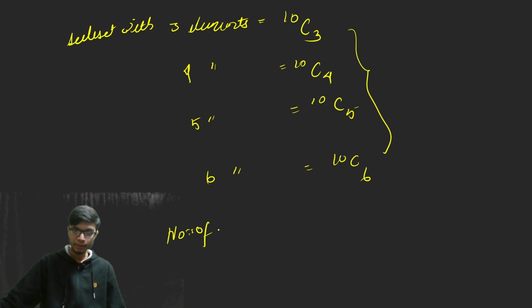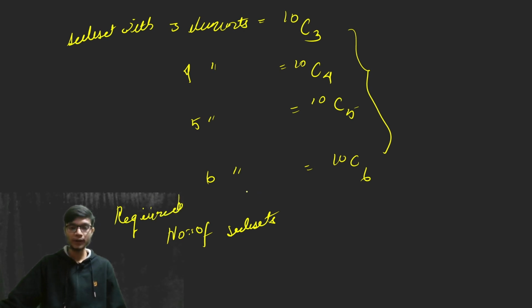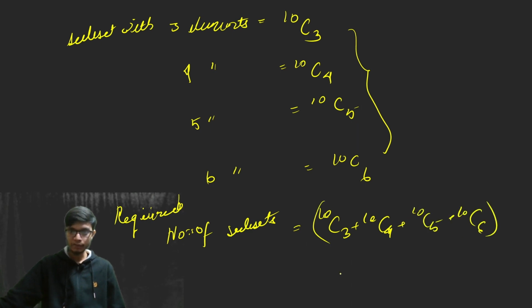Now subset questions are also important, because you will find that questions on the cardinality of a set are asked frequently in the JEE examination. That's why I took this problem. The total number of required subsets will be the summation of all these, that is 10c3 plus 10c4 plus 10c5 plus 10c6. If you sum up this result you will find it is somewhere around 792. That calculation I am leaving up to you. So from here you will find the answer to this problem as 792.